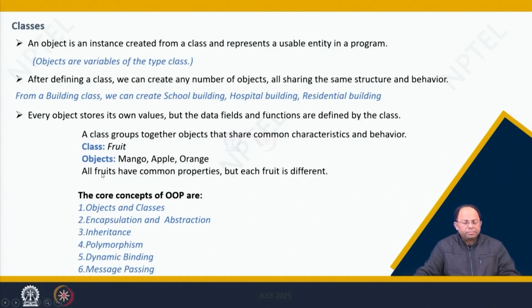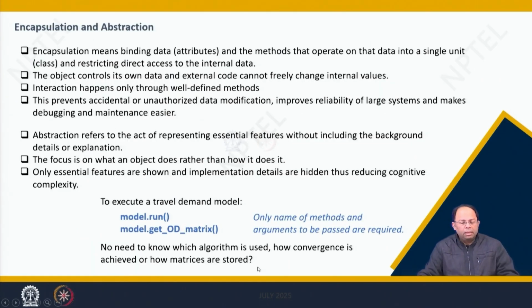So when we learn object-oriented programming, we have to understand some core concepts. Of course, the first main concept is objects and classes, which we just covered. Then there is encapsulation and abstraction. Then there is inheritance, polymorphism, dynamic binding, and message passing. So we will learn each of them one at a time.